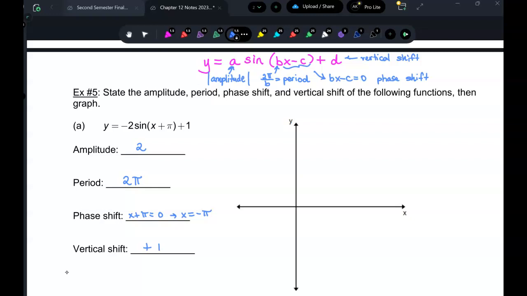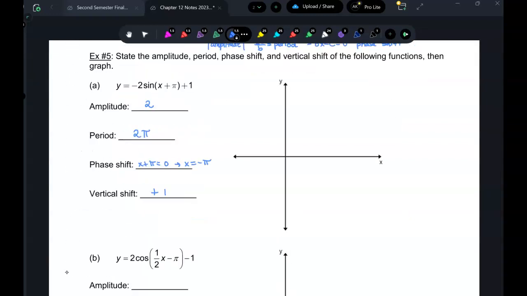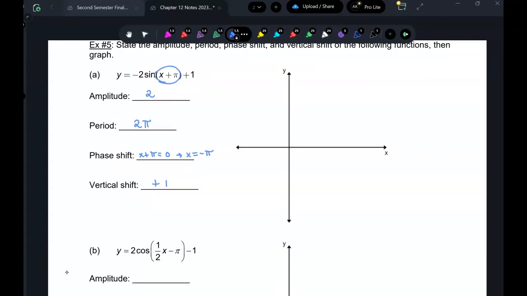Okay, so the period is 2 pi. But remember how we're going to take whatever is after the sine or cosine and put that between 0 and 2 pi to figure out our new starting and ending point. So what do we do to isolate x? Subtract pi. So it's going to be negative pi to pi, right? Yeah. So I'm going to put negative pi here.